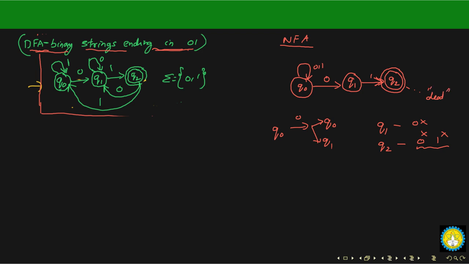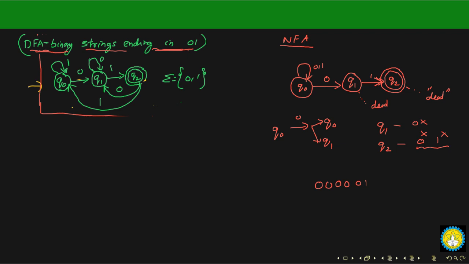Similarly from Q1, if you're getting a 1, you have the choice of going to Q2. That's how it is defined. But from Q1, if you're getting a symbol 0, you actually don't know where to go. So if you get a 0 from Q1, then you are going to a dead state.